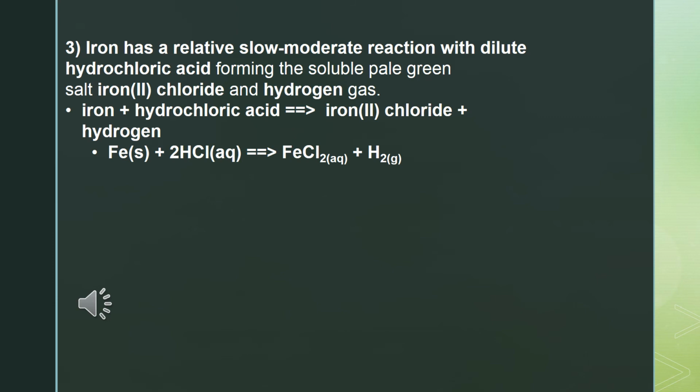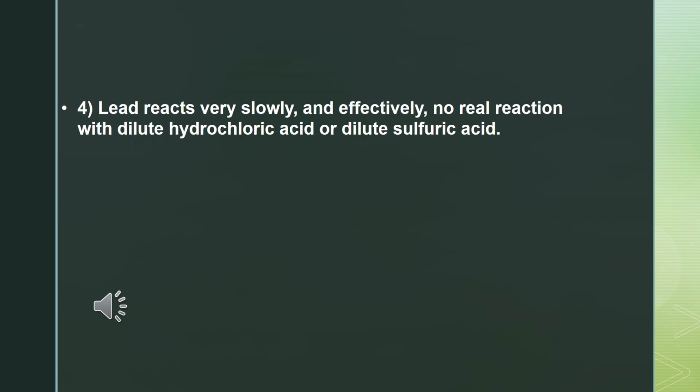As you can see in the equation, when the iron reacts with the hydrochloric acid, it forms iron chloride, which is represented as FeCl2, and hydrogen gas H2 is produced. If we talk about lead, it reacts very slowly and ineffectively. No real reaction takes place with dilute hydrochloric acid or even dilute sulfuric acid.